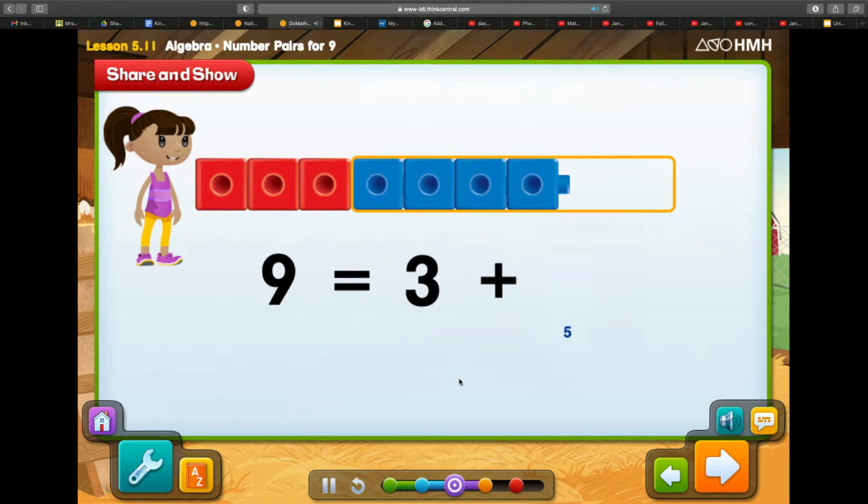Now, how many blue cubes are in Rose's cube train? Select the number that shows how many blue cubes Rose has. And our video is acting crazy today. There's supposed to be 2 more cubes. So let's count. 1, 2, 3, 4, 5, 6. So there should be 6.